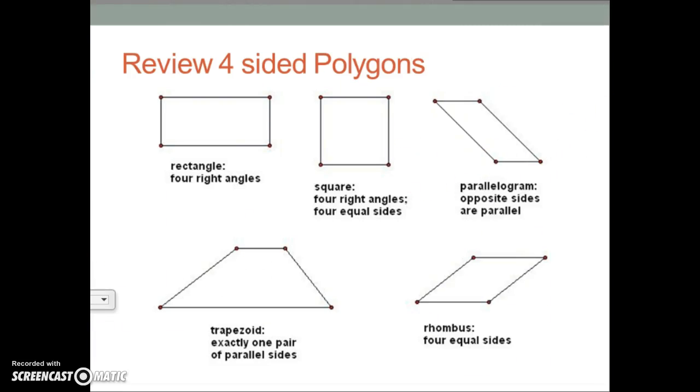For a parallelogram, opposite sides are parallel. So looking at this parallelogram here, these two sets of lines are parallel, and these two sets of lines are parallel. We also have a trapezoid. They have exactly one set of parallel lines and no right angles. And then lastly, we have a rhombus. A rhombus is similar to a parallelogram, but the side lengths are all equal for a rhombus. So 4 equal sides for a rhombus.